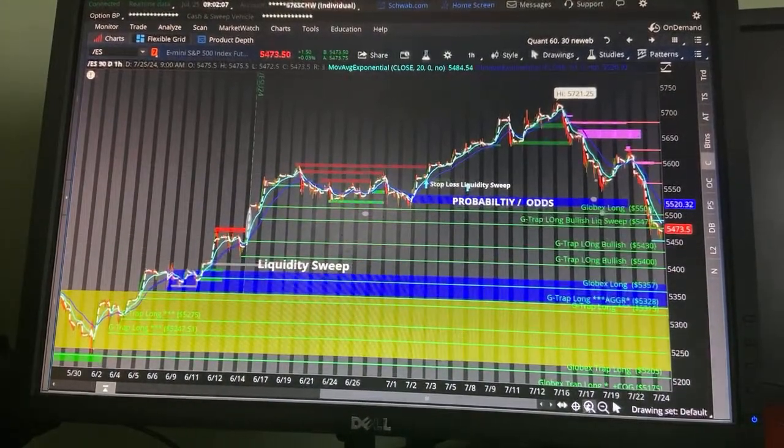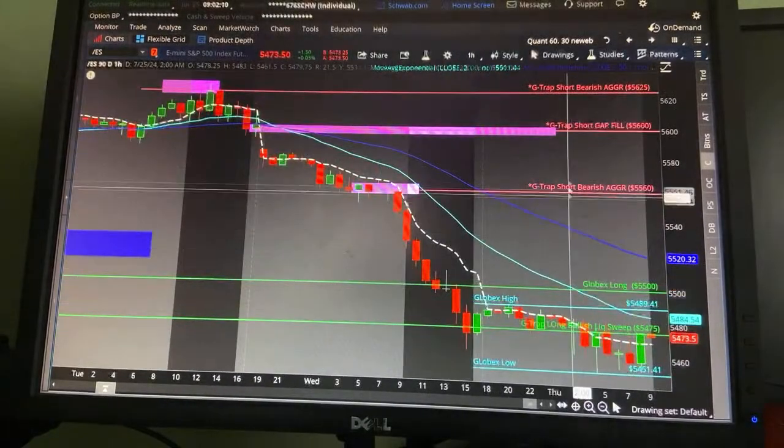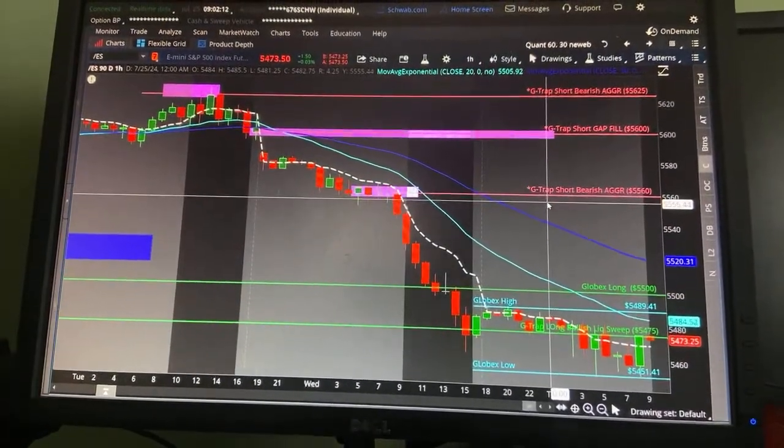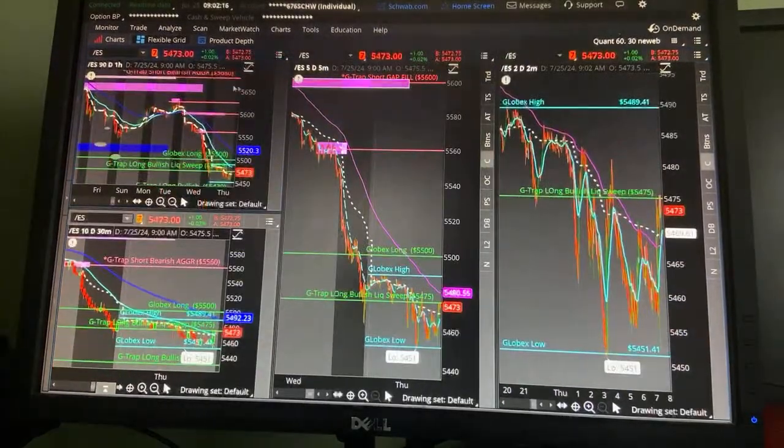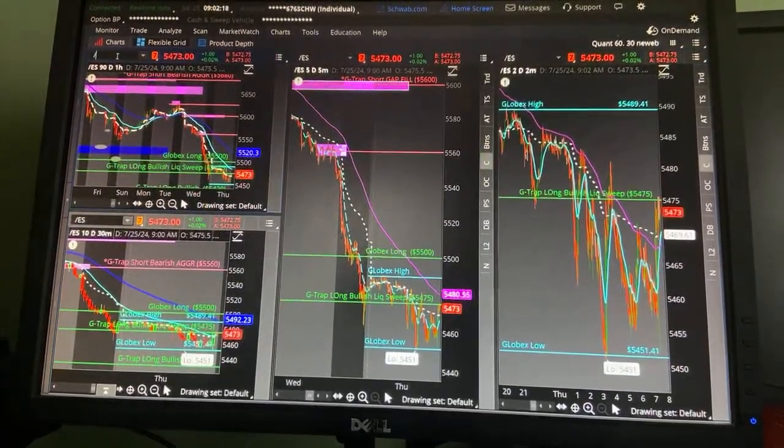And then we get these supply zones up here. These are what's called Globex traps. All right, let's move on. I'm going to do Nasdaq now. So that was S&P futures. I'm going to do Nasdaq next.